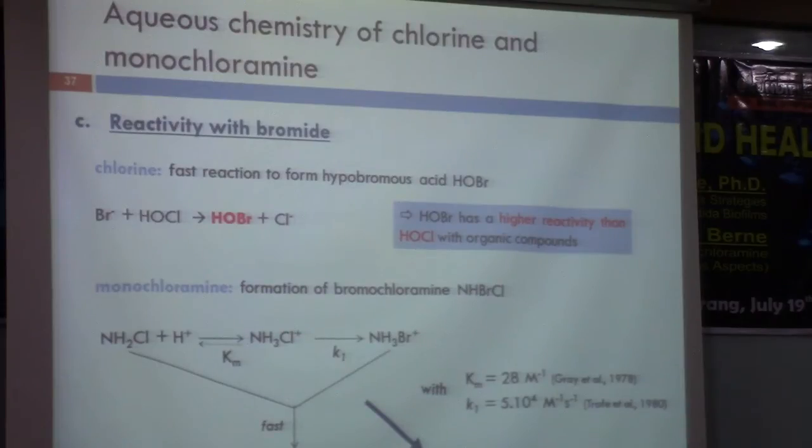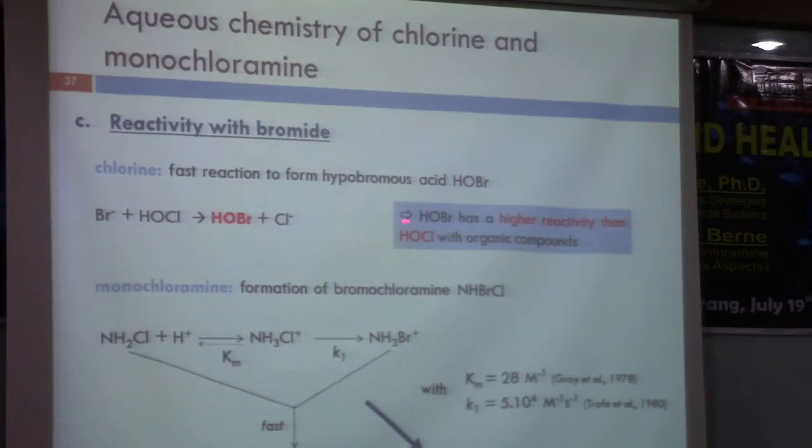Another word about the reactivity of chlorine or monochloramine on bromide ion. Chlorine reacts quickly with bromide to form bromine as hypochlorous acid, and we also have the reaction of monochloramine with bromide to form bromochloramine. It is very important because these two species are also oxidants, and even bromine as HOBr is much more oxidant than chlorine.